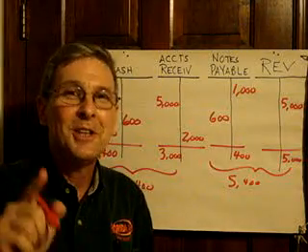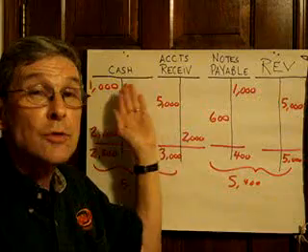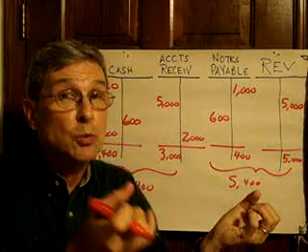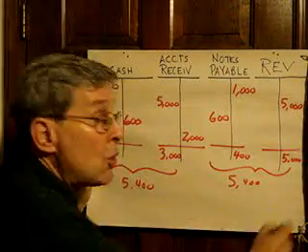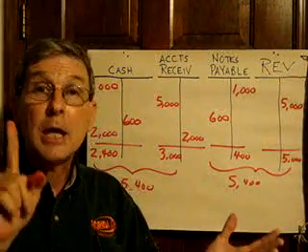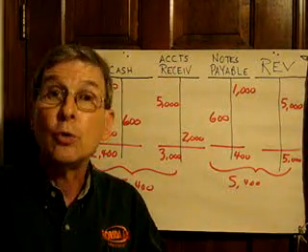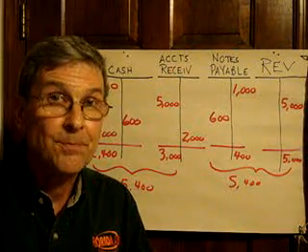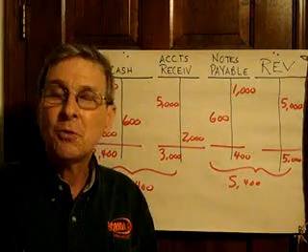Now, here's the key takeaway for today. For each and every transaction, the total debits will always equal the total credits. And within our entire accounting system as a whole, at every moment in time, the total debits will always equal the total credits.